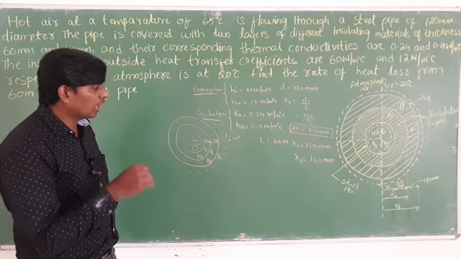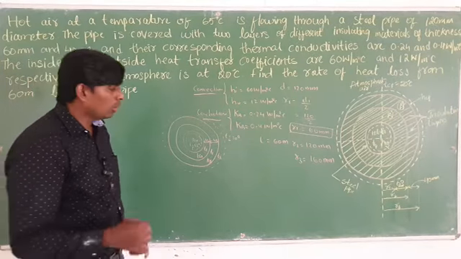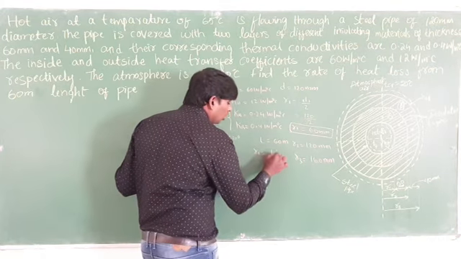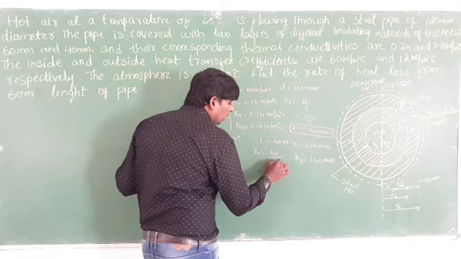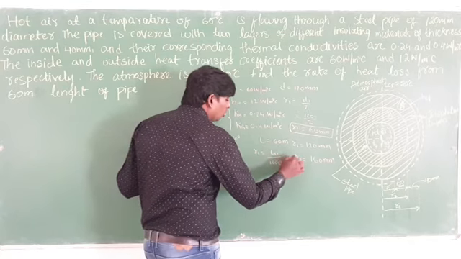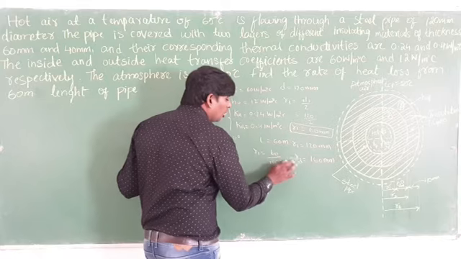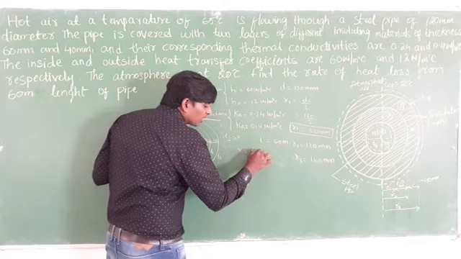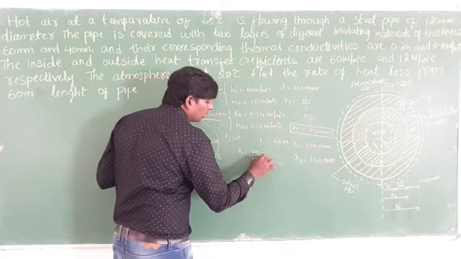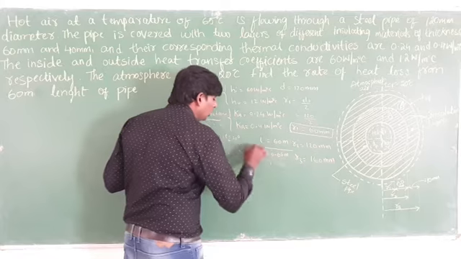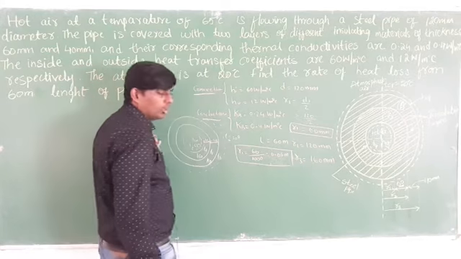Now this R1, R2, R3 you have to convert into meter. For that what you have to do? R1 is equal to 60 divided by 1000. So here you will get 0.06 meter. The answer should be in meter. Here you got the value of R1.